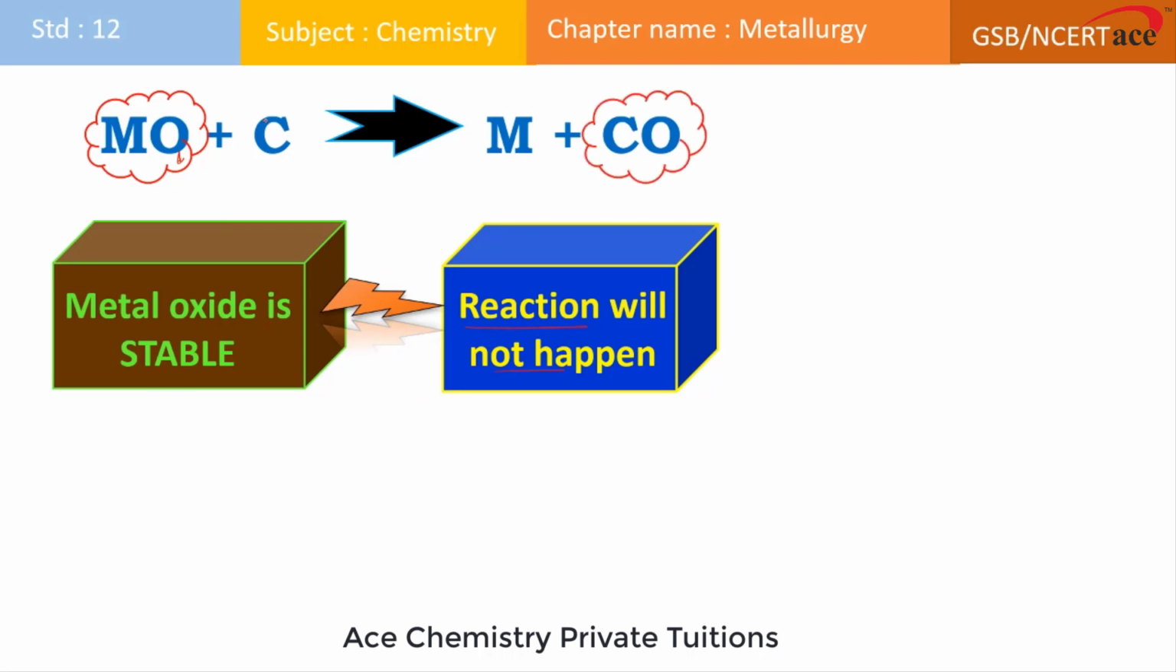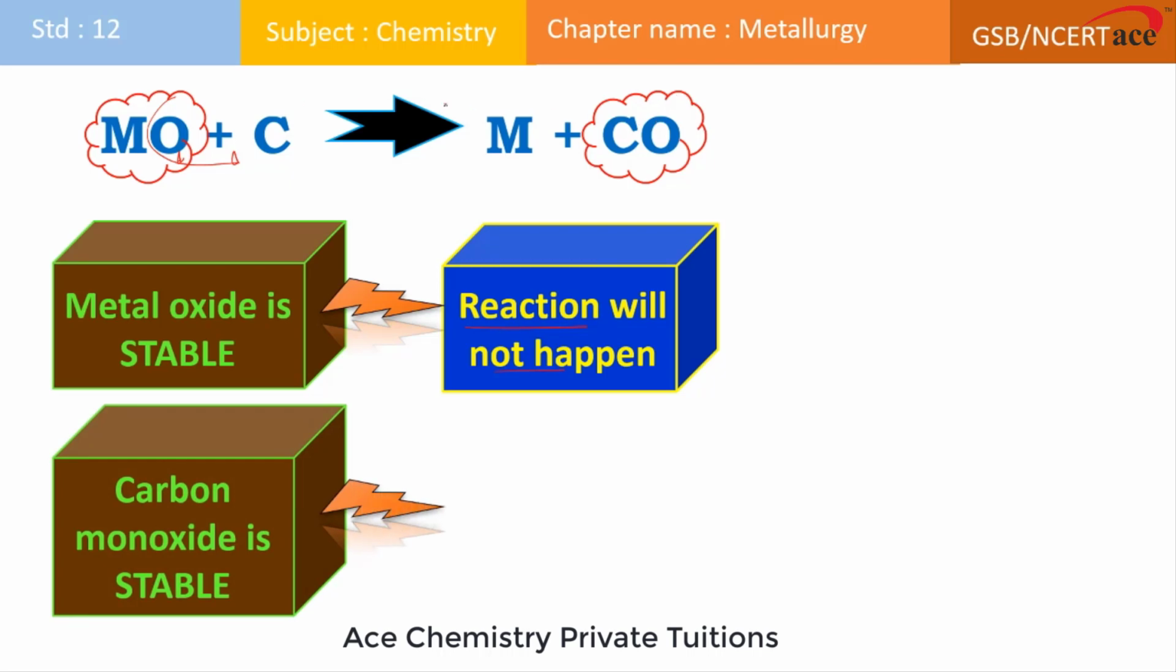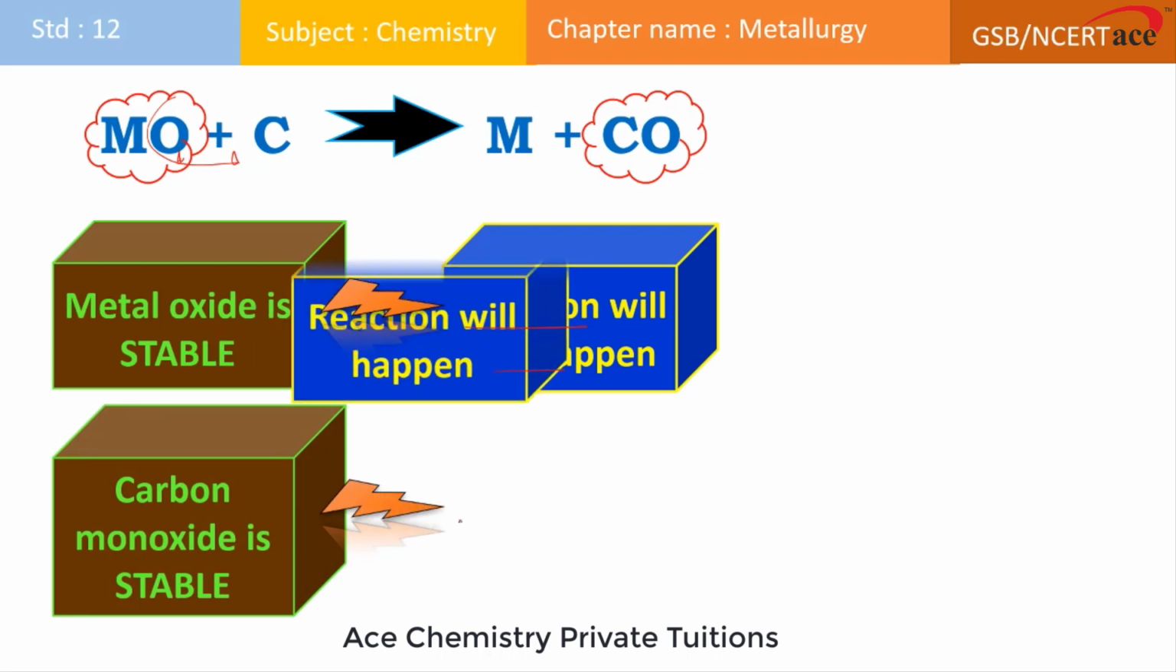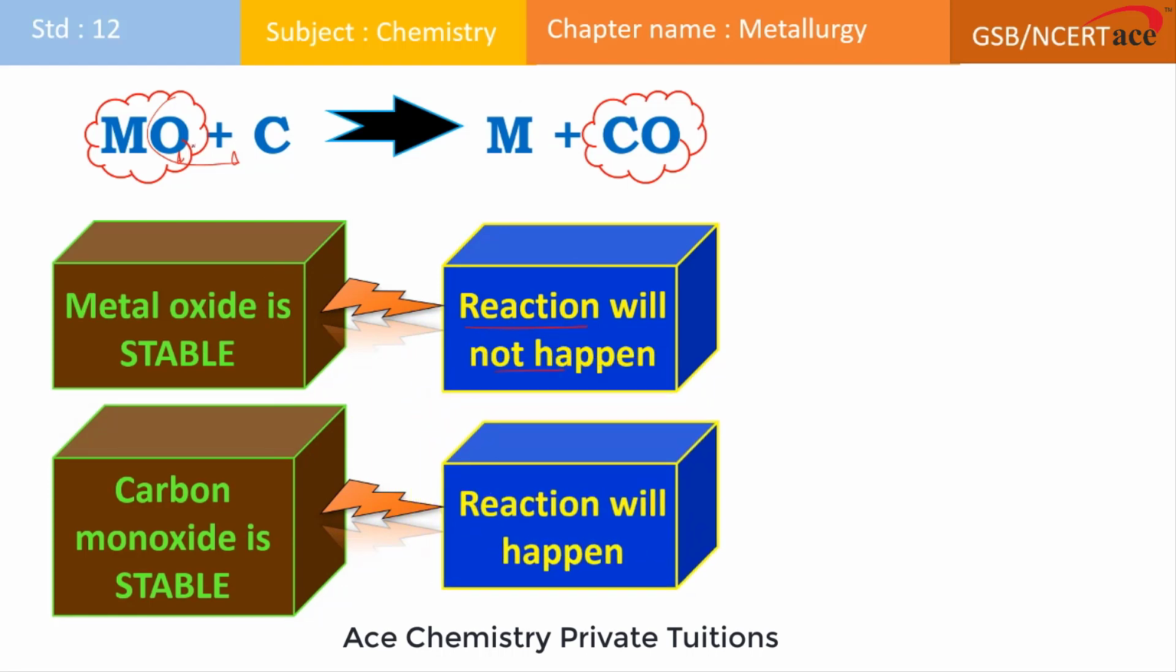But if some suitable reducing agent is added, which tries to remove this oxygen and tries to form its own oxide, so if the stability of that oxide is more than the metal oxide, then this reaction will proceed. So in order to reduce the metal oxide, we always have to add a reducing agent which is able to form a more stable oxide as compared to the corresponding metal oxide. Then only can this reduction process take place.